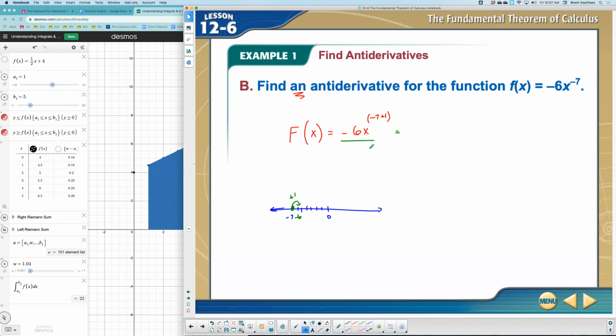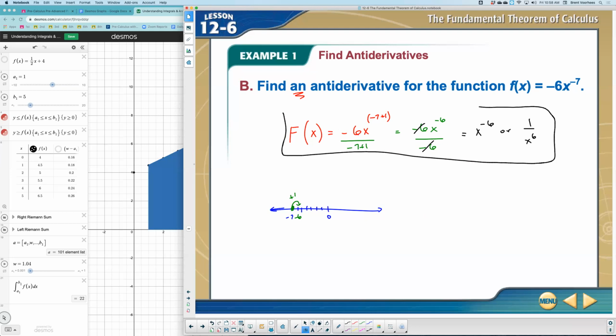Oh, and I need to divide here by the negative 7 plus 1. That's the rule. You divide by that same power that you're raising it to. So what does that mean? I will have negative 6x to the negative 6 divided by negative 6. Now, the division by negative 6 will simplify the coefficient of negative 6 in the front, which means my answer is x to the negative 6 power, or 1 over x to the 6. That's another way of writing that. So that is an antiderivative.